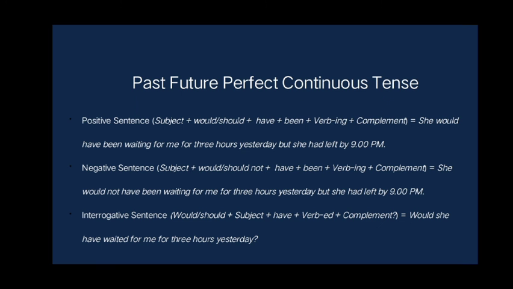Okay, the last type of tense is past future perfect continuous tense. This formula is used to show an action that would have been and was still being done in the past, but did not actually happen. This tense emphasizes both duration and outcome. The formula is subject, would or should, plus have, plus been, plus verb-ing, plus complement. For example, she would have been waiting for me for 3 hours yesterday, but she had left by 9 p.m.